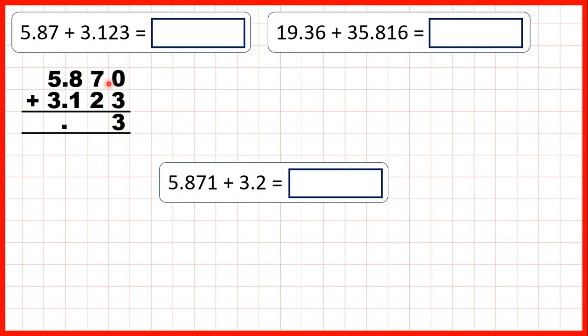0 plus 3 is 3, 7 plus 2 is 9, 8 plus 1 is 9, and 5 plus 3 is 8. So our answer is 8.993.